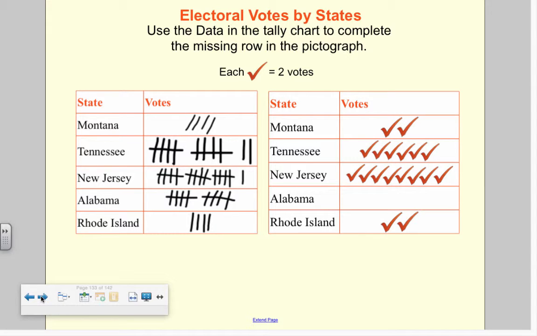So let's look at Alabama. How many votes did Alabama get? They got 10. And a check equals 2 votes. So here's 1, 2, 3, 4, 5, 6, 7, 8, 9, 10. So it should have 5 check marks under Alabama.